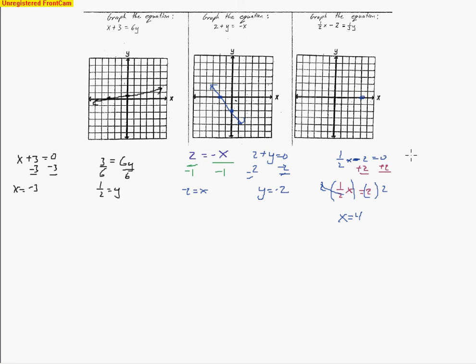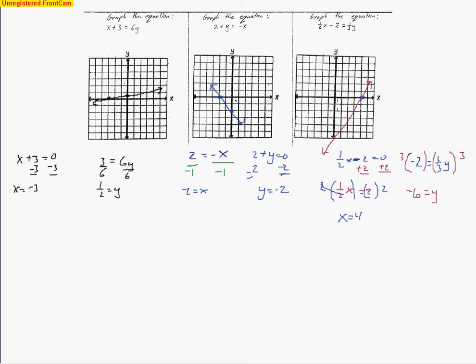So now I'm setting x equal to 0. So I've got negative 2 equals 1/3 y. And so to solve this, I do multiplication of 3. So do the same thing on this side. So I've got negative 6 equals y. So I go down 6 spaces, 1, 2, 3, 4, 5, 6, put a dot, and then just draw the line between those points. And that's what we get.